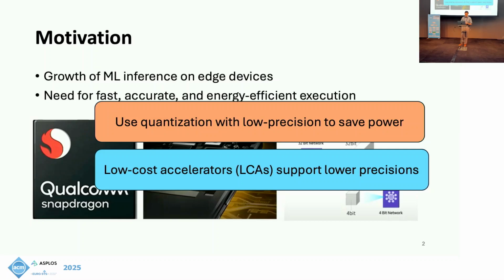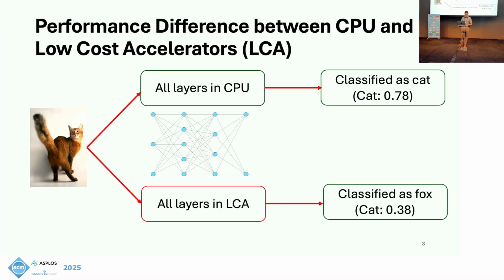These edge devices often rely on low-cost accelerators, or LCAs for short, like NPUs, DSPs, or TPUs that use reduced precision, for example, int8 or fp16, in order to save power. The reduction in precision can lead to significant accuracy degradation. So here's a visual example that highlights this problem.